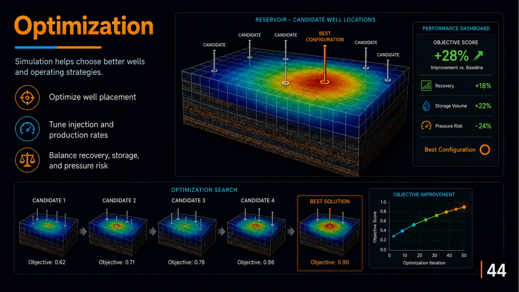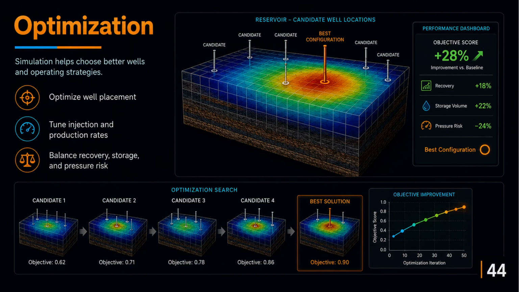The objective might be maximizing CO₂ storage, maximizing hydrogen recovery, maximizing geothermal heat production, minimizing pressure risk, or balancing several objectives at the same time. In real applications, optimization should include constraints. We do not want the highest injection rate if it exceeds fracture pressure. We do not want maximum production if it causes excessive pressure decline or subsidence. We do not want a strategy that works only for one geological realization but fails under uncertainty. Therefore, modern optimization should be physics-aware, constraint-aware, and uncertainty-aware. That is where simulation becomes a decision support system.